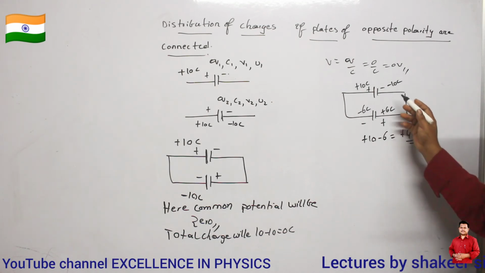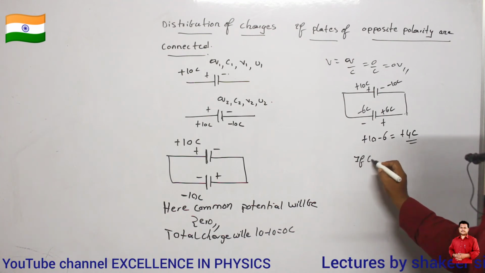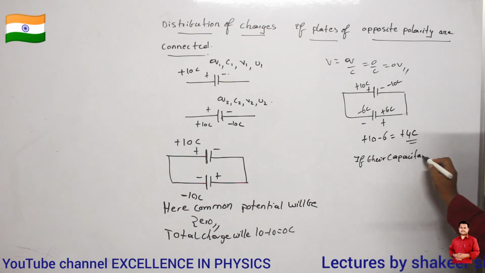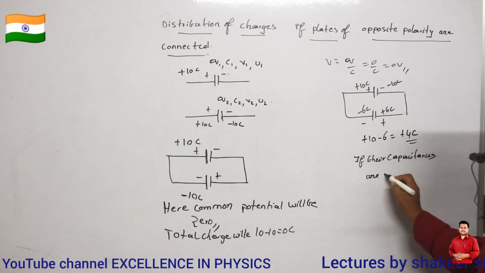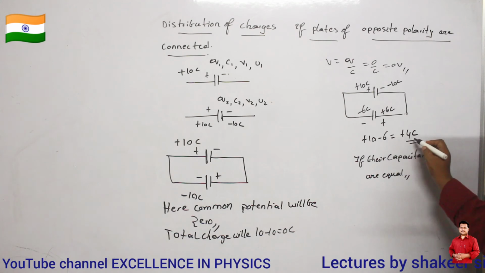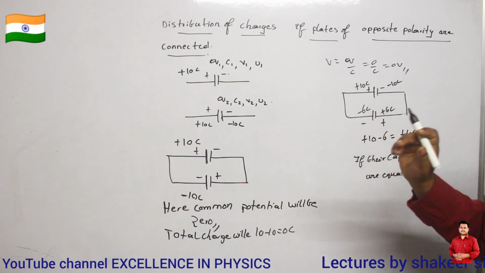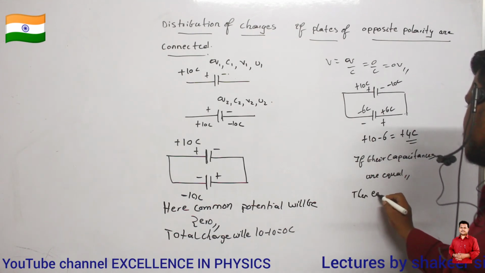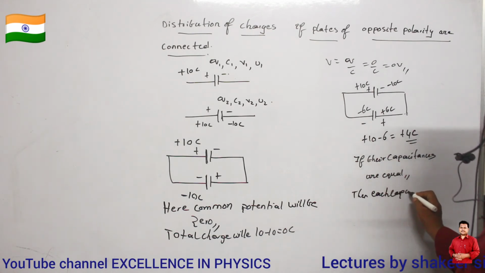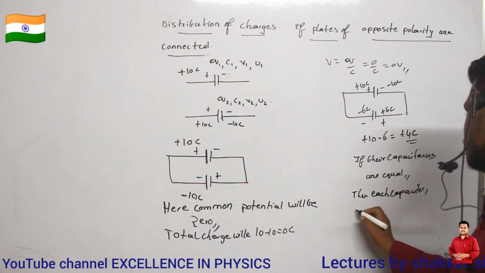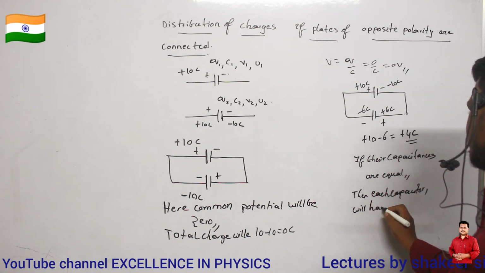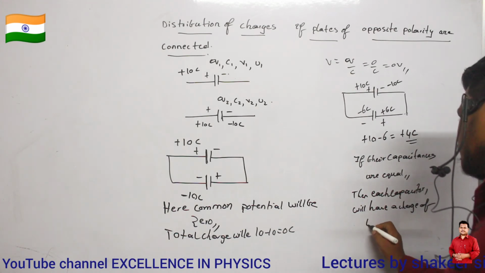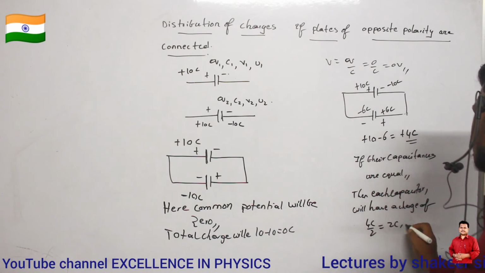And if their capacitances are equal, then what will happen? This total charge will be distributed among both the capacitors. If capacitances are equal, then each capacitor will have how much charge? Each capacitor will have a charge of 4C divided by 2 coulombs of charge.